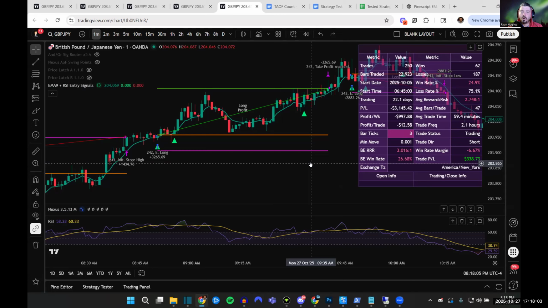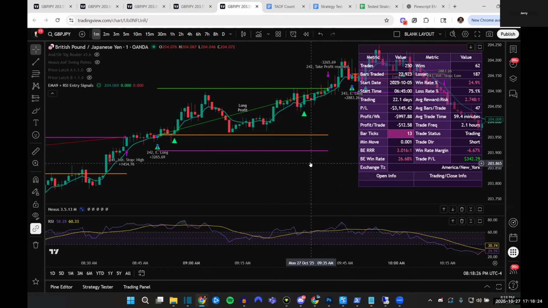And so what that means is that instead of concentrating more on getting exact entries, you should concentrate more on managing your positions once you are in them in the most economical way. Does that make sense? Absolutely, yeah.